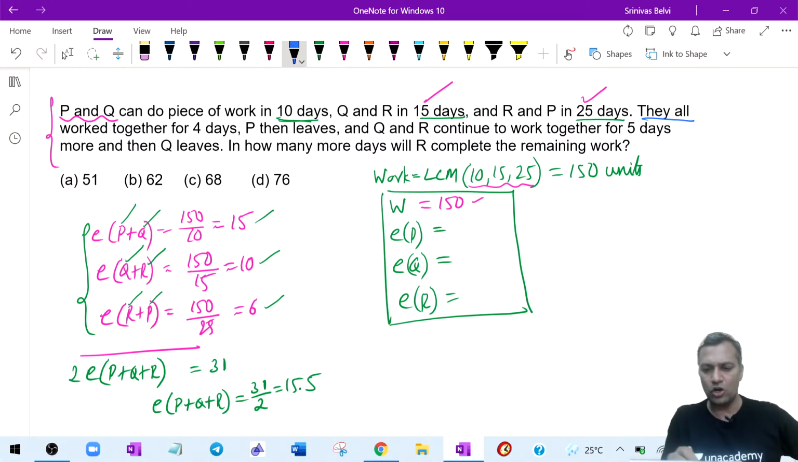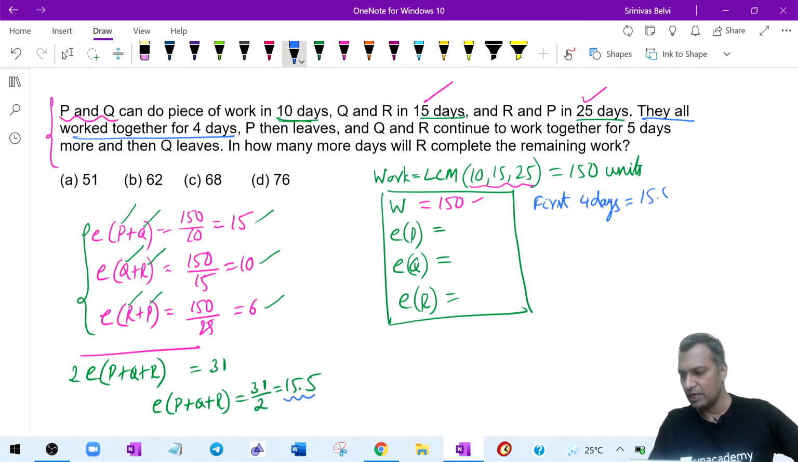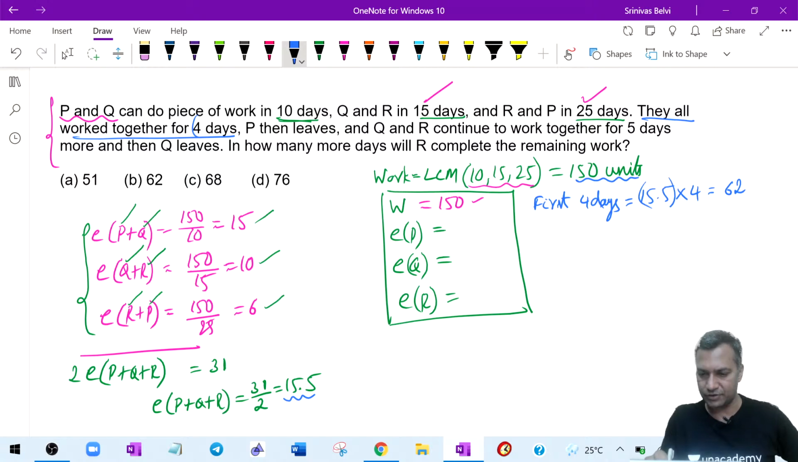Fair enough. Let's now go here. What happened? They all worked together for 4 days. Therefore, I'm now talking about the first 4 days. What work is done in the first 4 days? All of them worked, which means they can do 15.5 units per day. They worked like this for 4 days, so that is 62 units done out of 150. Then P left. Fair enough. Q and R continue to work together for 5 more days.